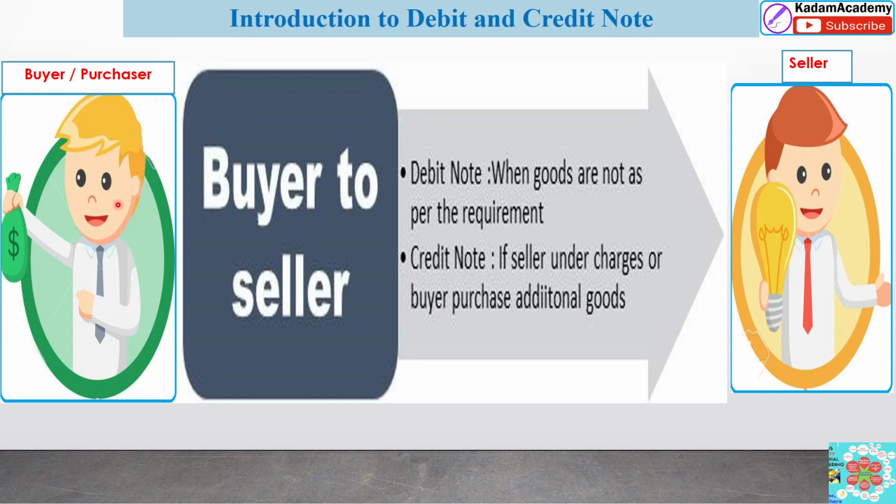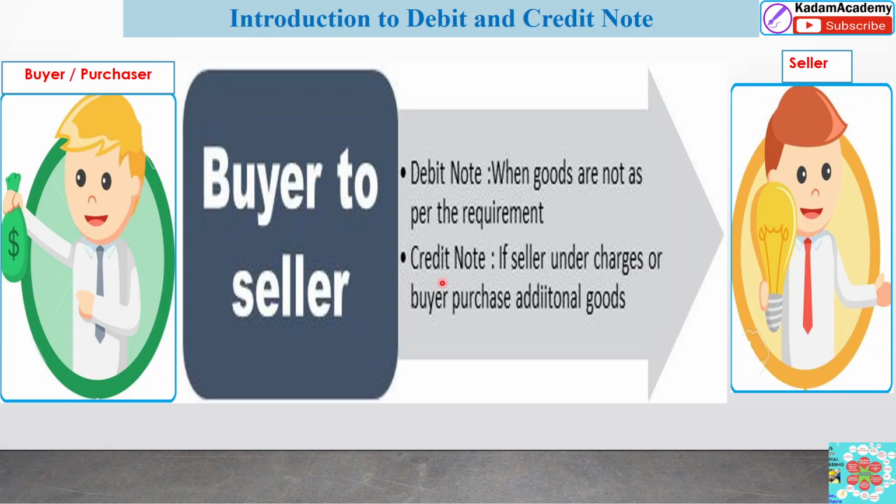When this buyer purchases additional goods beyond the order given to the seller, or the seller undercharges, then the cost applied by the seller is, suppose, 100 rupees, but by mistake he has charged the cost of 90 rupees, which means 10 rupees undercharge. So he has to give the credit note.